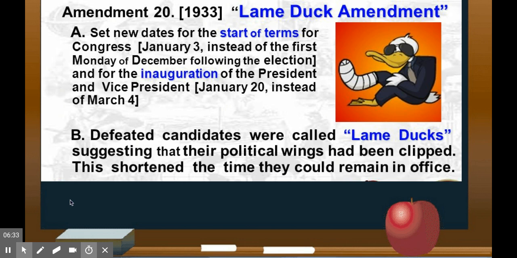All right, so Amendment 20, 1933, is the lame duck amendment. It set new dates for the start of terms for Congress, January 3rd instead of the first Monday of December following the election, and for the president, you can read. Defeated candidates were called lame ducks, suggesting that their political wings had been clipped. This shortened the time they could remain in office.